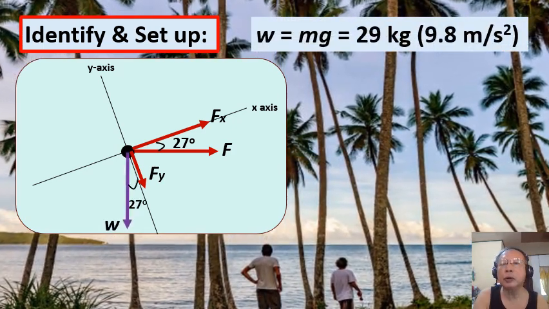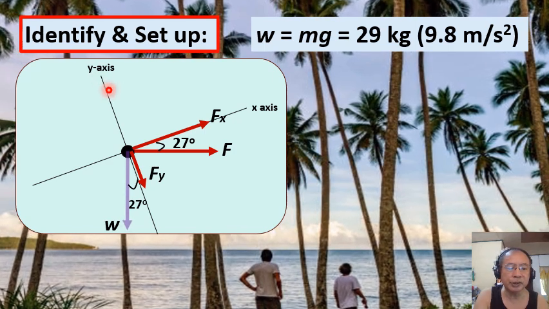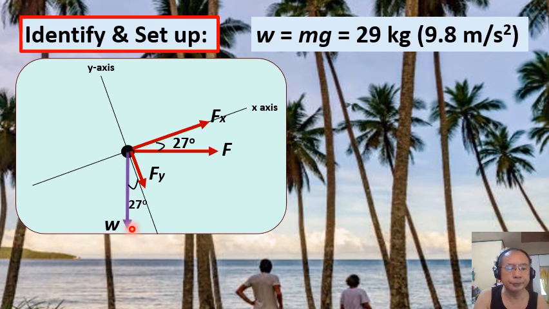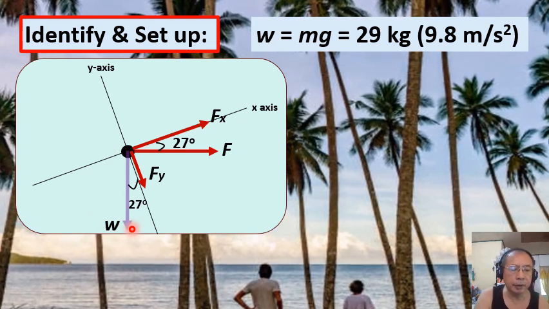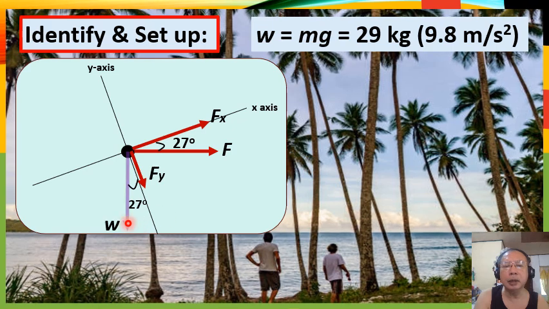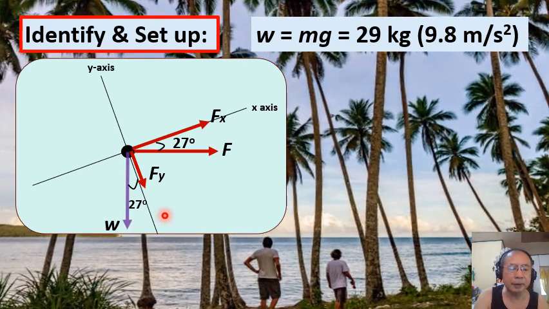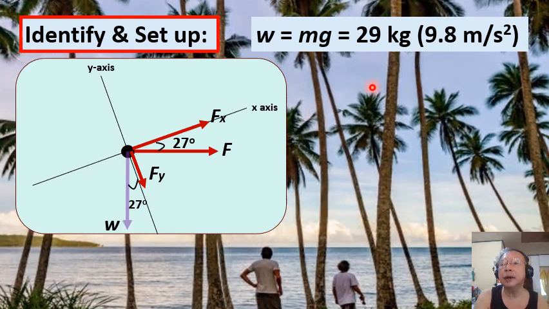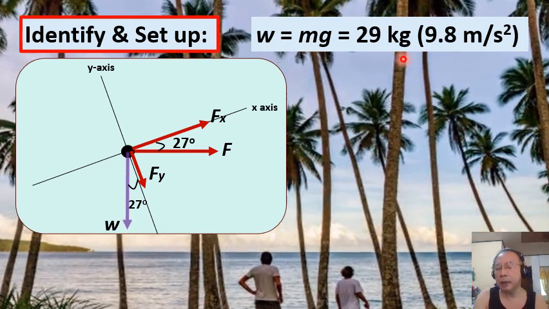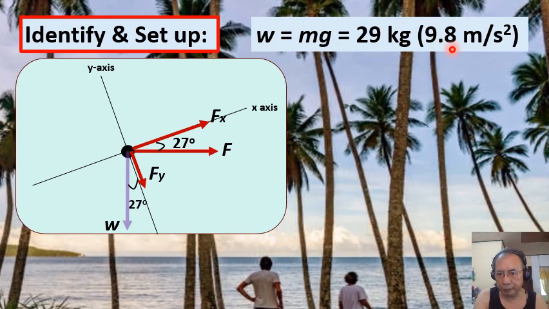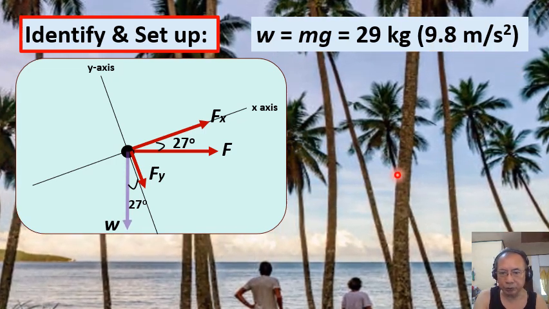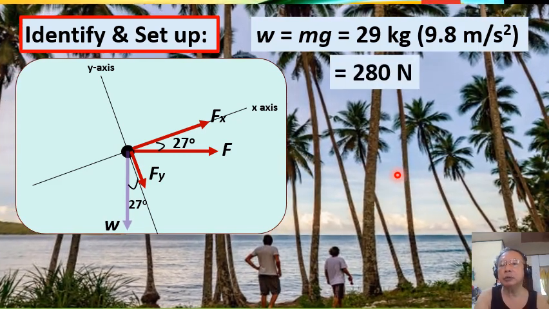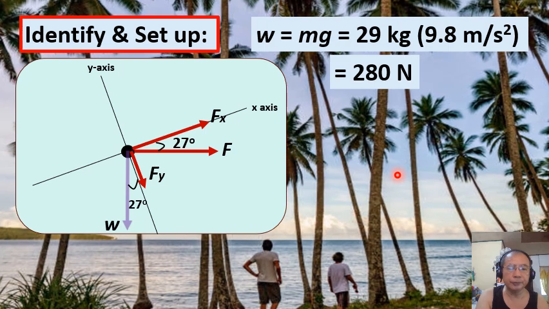The gravitational force, or the weight of the box, mg, is represented by the downward vector arrow labeled W. It forms the same angle of 27 degrees from the negative y-axis. This weight W, or mg, is equal to the mass, 29 kilograms, multiplied by the acceleration due to gravity, 9.8 meters per second squared. So the weight of the box is equal to 280 newtons.